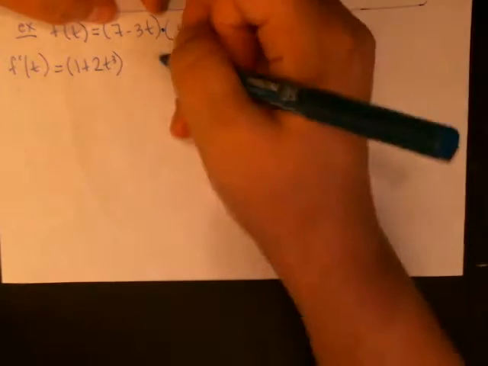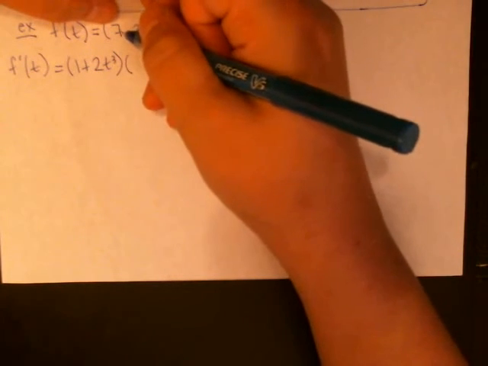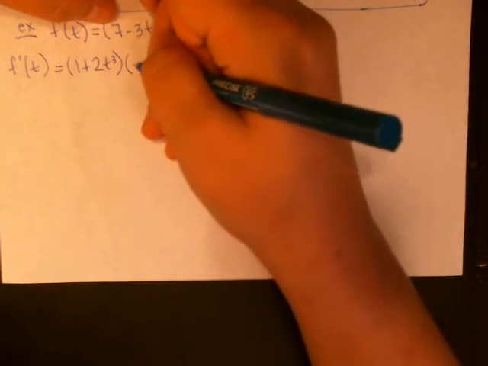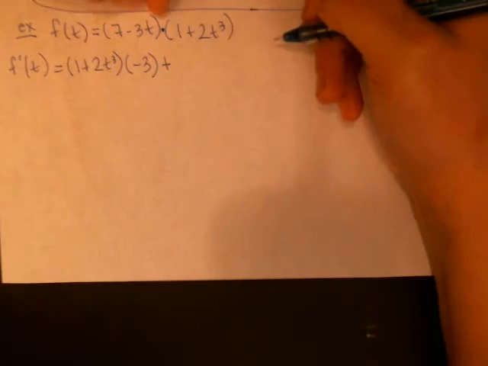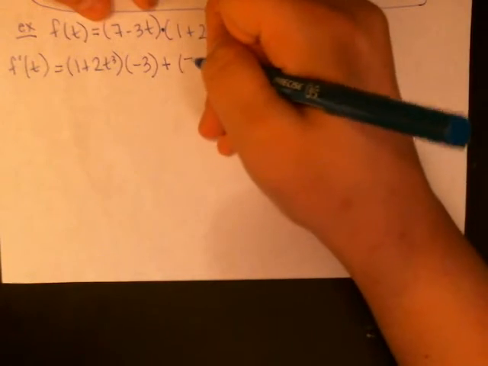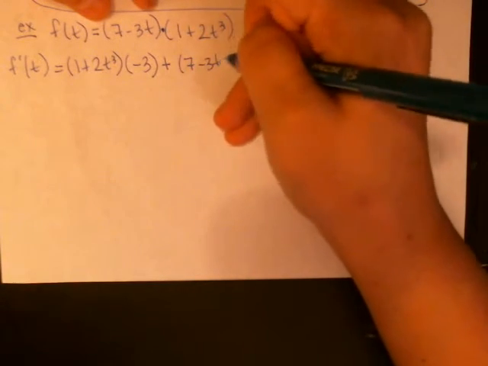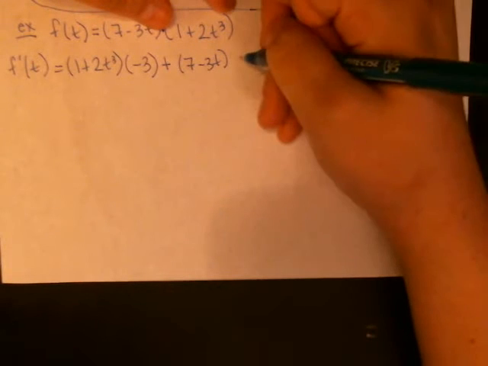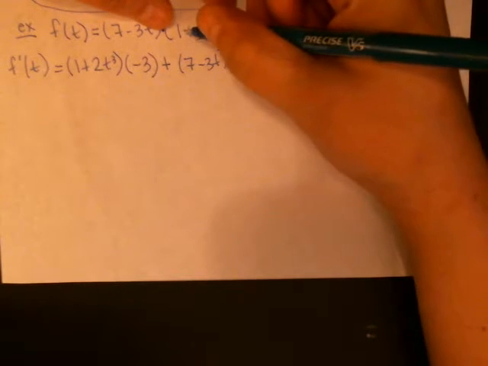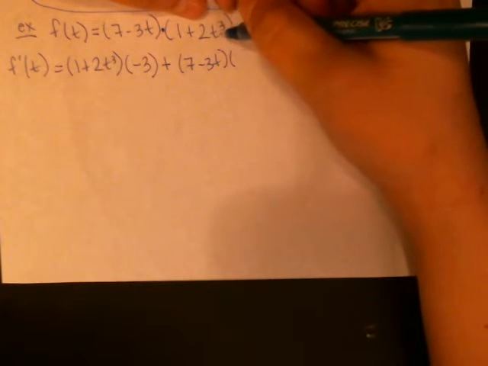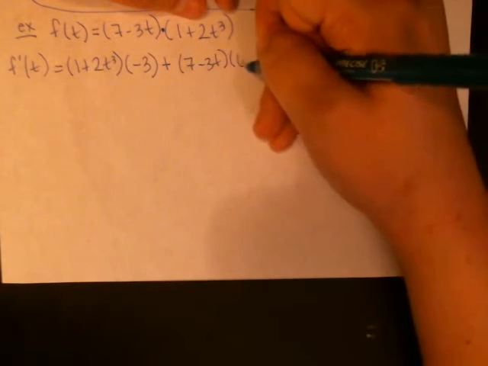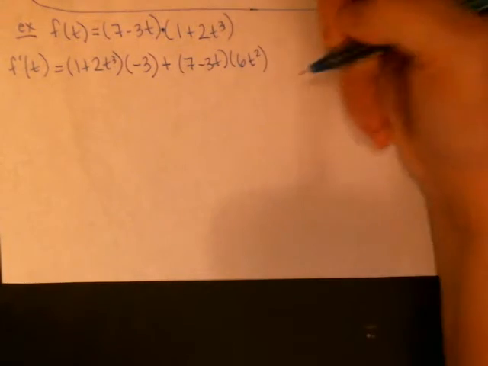So the derivative of 7 minus 3t is going to be a 0 minus 3, so just negative 3. And then it's a plus in the middle, and we'd have the first exactly as it appears, 7 minus 3t, and then we'd multiply that by the derivative of the second. So the derivative of the 1 is 0, the derivative of 2t cubed, we drop the 3 down in front, we get a 6t squared.